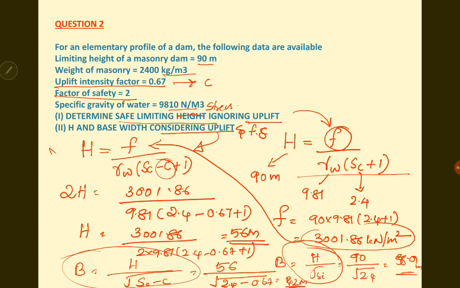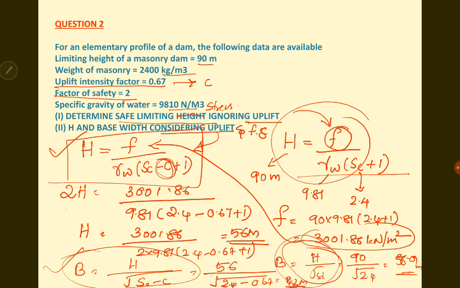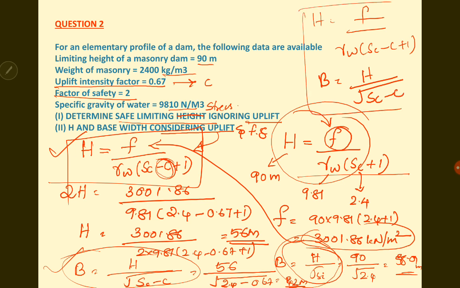So you have to study these two equations and understand that the term C is considered only if the uplift is to be considered. If the uplift is not there, the term C can be ignored completely, and the equation becomes like this. So study the basic equations, that is H is equal to F by gamma W into (SC minus C plus 1) and B is equal to H divided by root of (SC minus C). Okay, so these two equations you have to study.